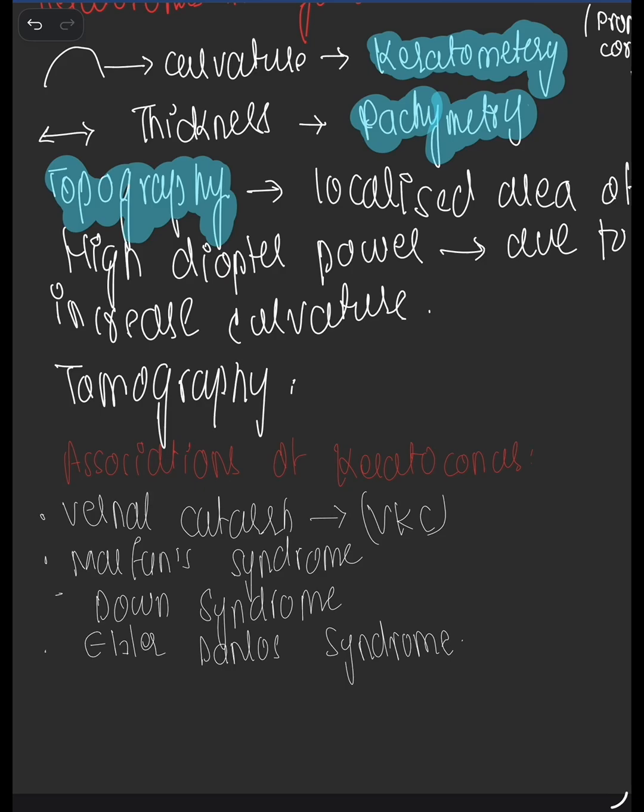We also need to remember the associations of keratoconus. They are vernal keratoconjunctivitis, cataract, VKC, Marfan syndrome, Down syndrome, and Ehlers-Danlos syndrome. So in these conditions we are able to see keratoconus.